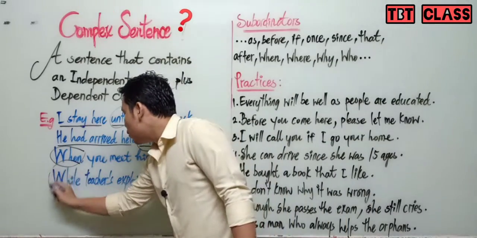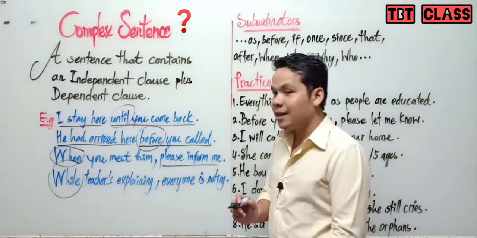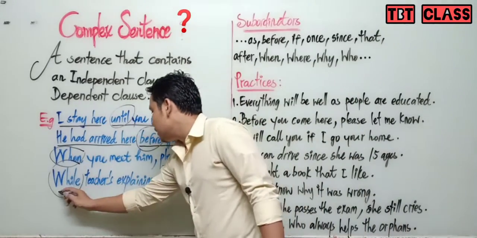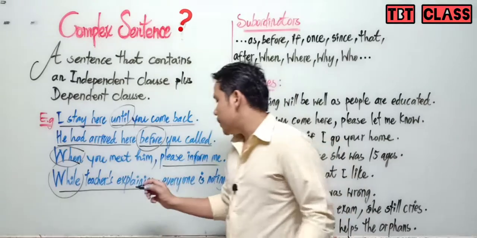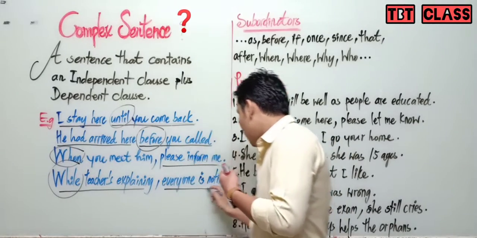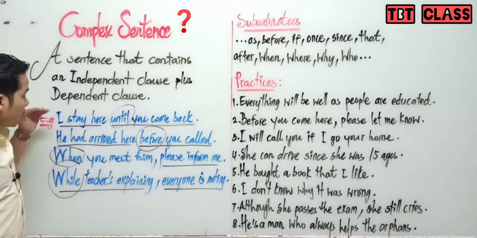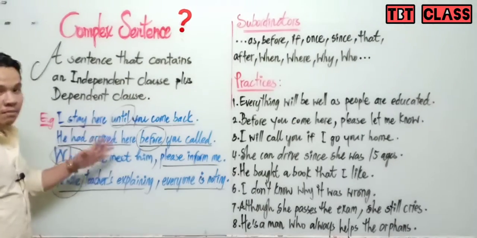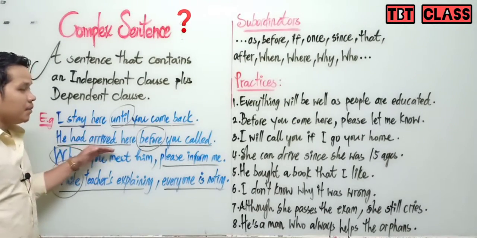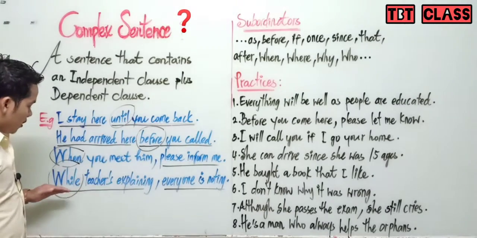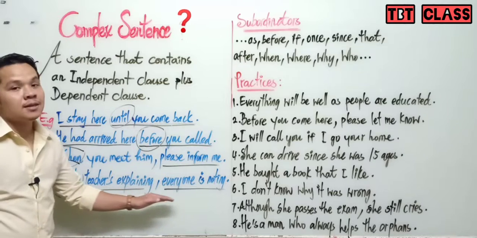Another one. While the teacher is explaining, everyone is noting. "While the teacher is explaining" we call a dependent clause, and "everyone is noting" we call an independent clause. So: I stay here until you come back. He had arrived here before you called. When you meet him, please inform me. While the teacher is explaining, everyone is noting.